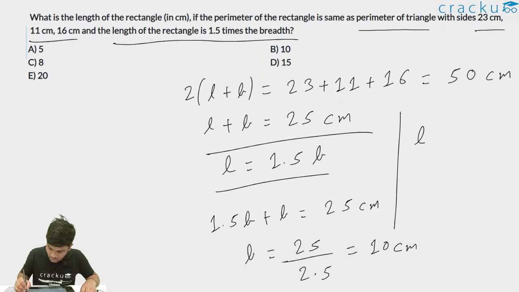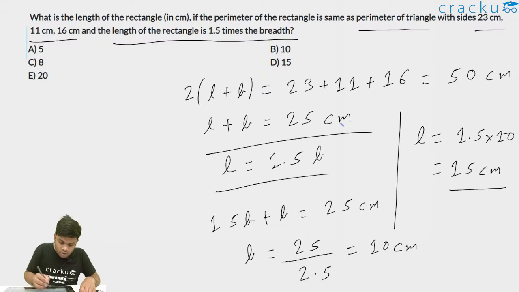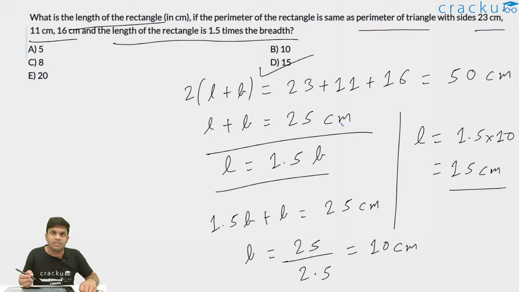So the length of the rectangle will be 1.5 into 10, which is equal to 15 centimeter. We have to find the length of the rectangle. The answer will be 15, which is option number D.